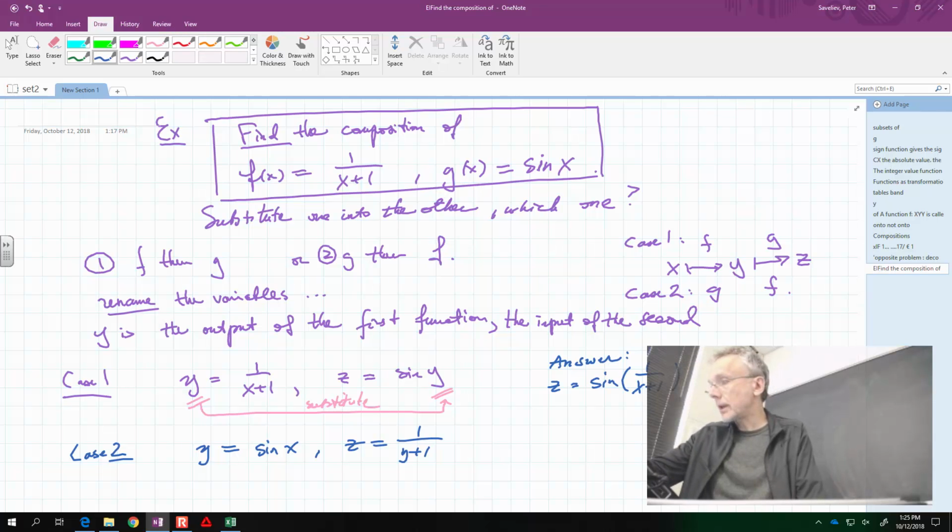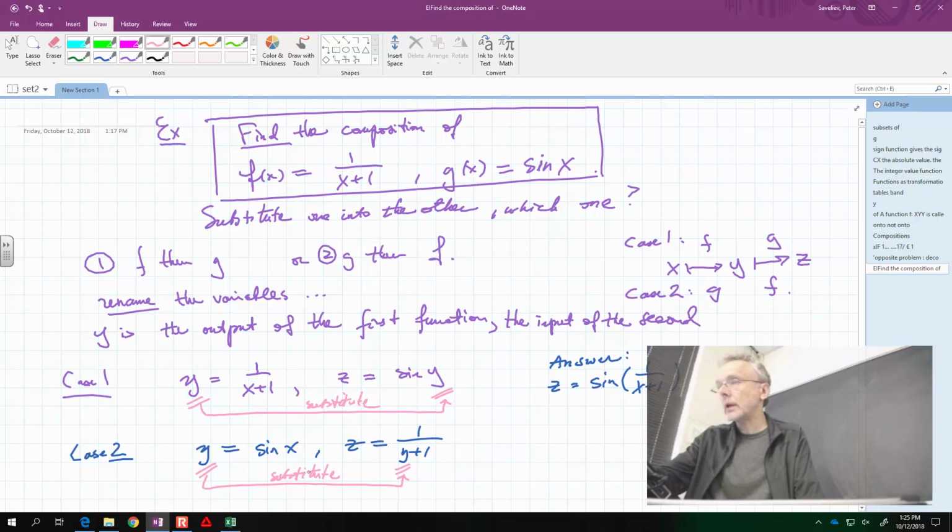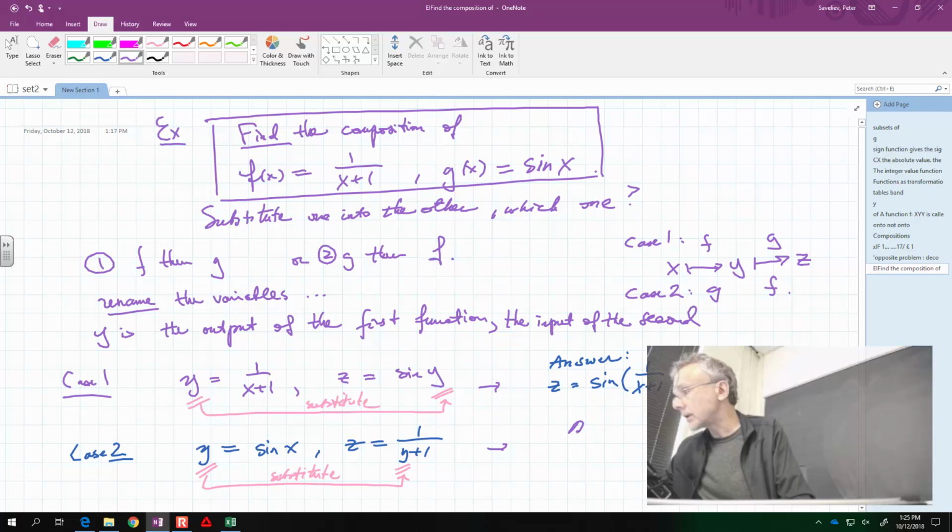So once again, the output of the first is the input of the second. Once again, we substitute. What do we get? We get, as planned, the new answer. z is equal to 1 over sine x plus 1.